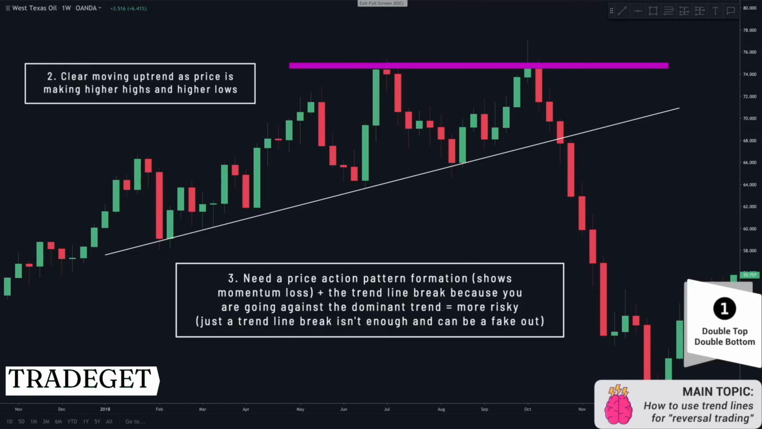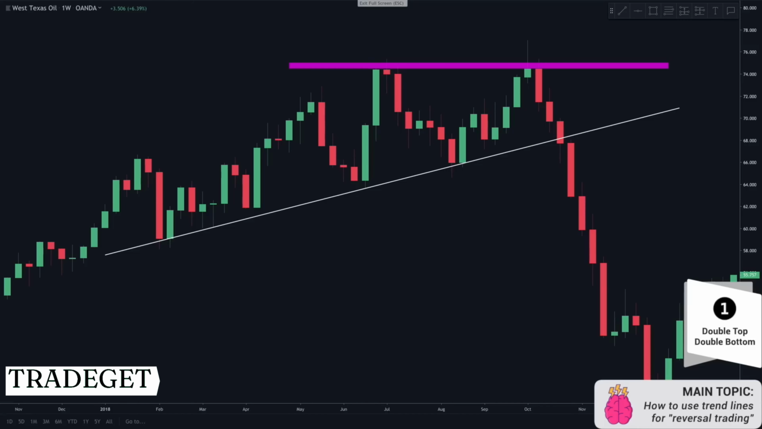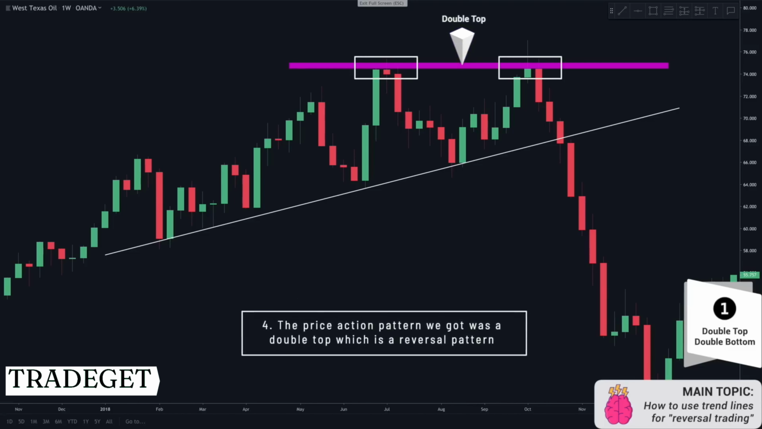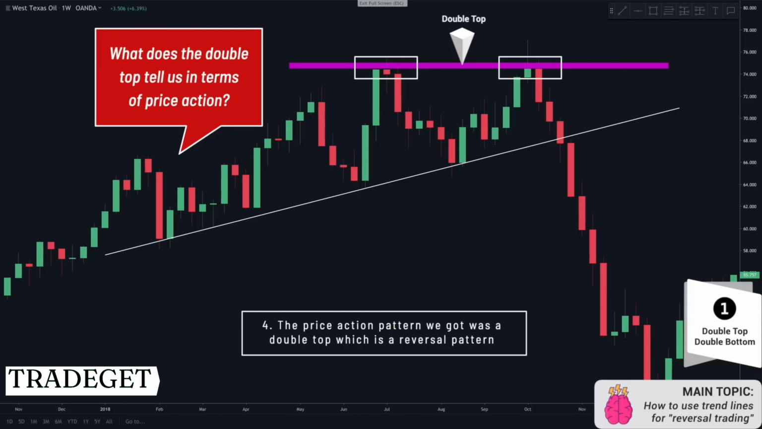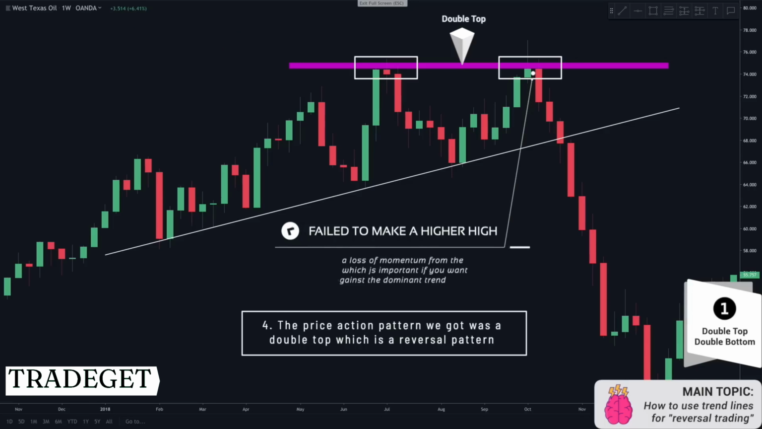What this means is just a trendline break can often be a fake out. So we like to pair a reversal pattern as an early signal of a possible big picture trend change, but then to pair it with the trendline break as confirmation. So the price action pattern we got was this double top, which is a reversal pattern. Now, what does the double top tell us in terms of the uptrend? Well, it shows that price failed to make a higher high, which means this is a loss of momentum.